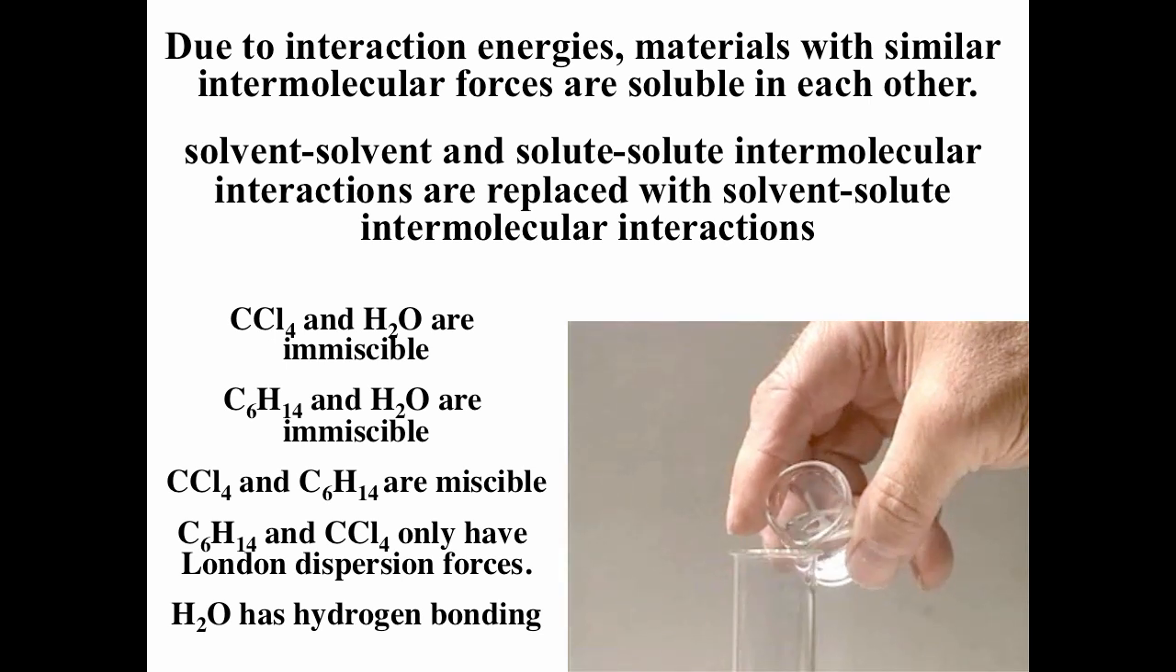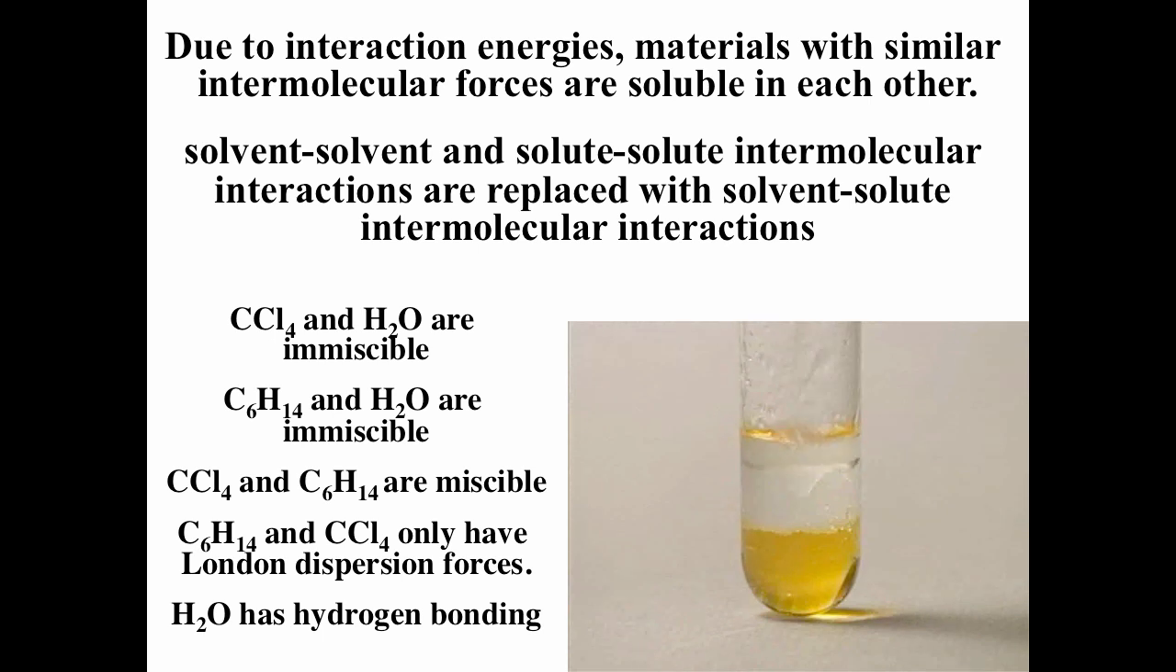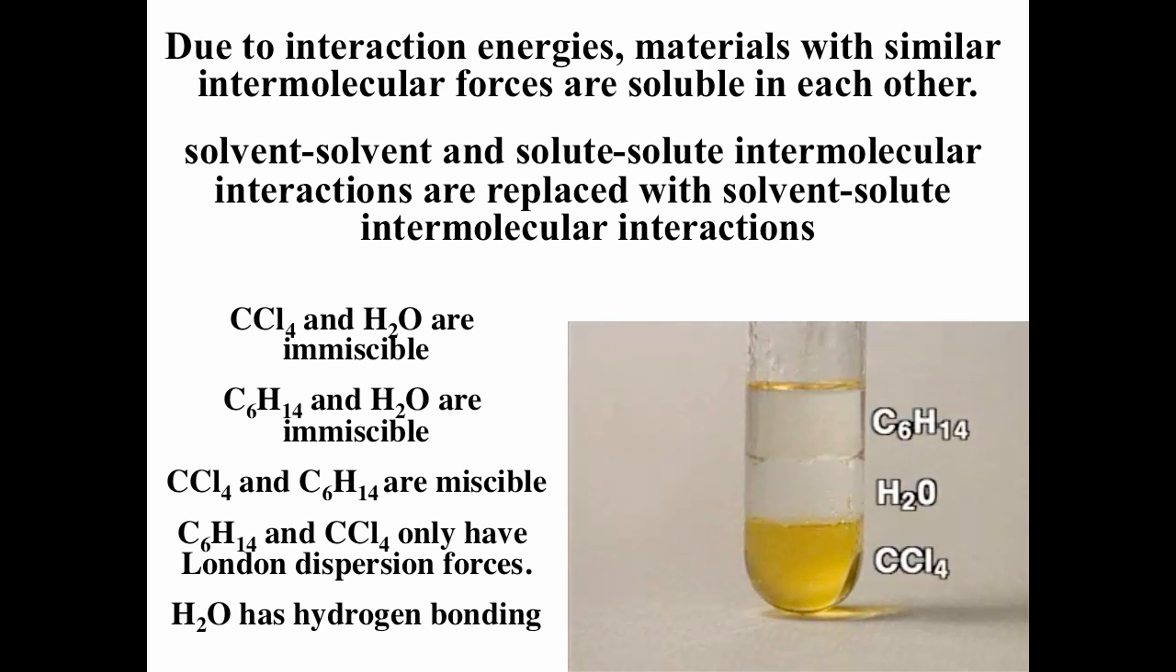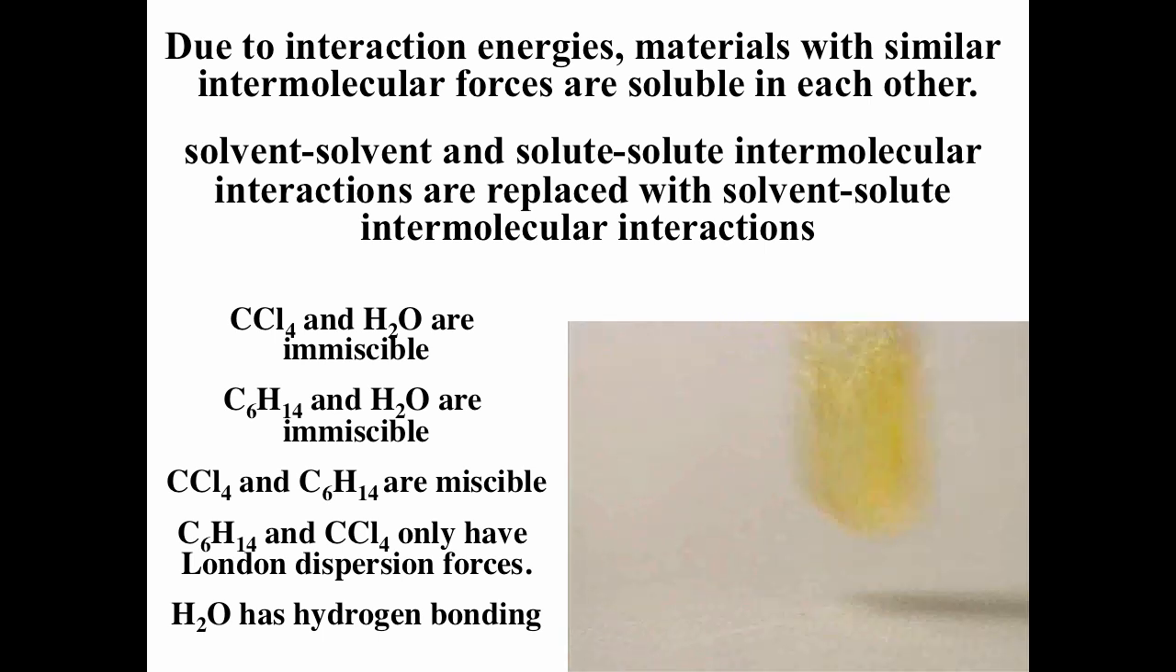When nonpolar hexane is added to the test tube, it forms a layer on top of the water, since hexane is immiscible with and less dense than water. When the test tube is vigorously shaken, the two nonpolar liquids form a single layer at the bottom of the test tube, and the polar water layer sits above this layer.